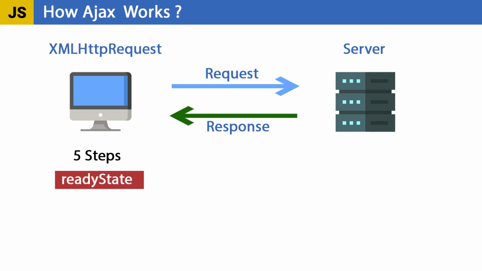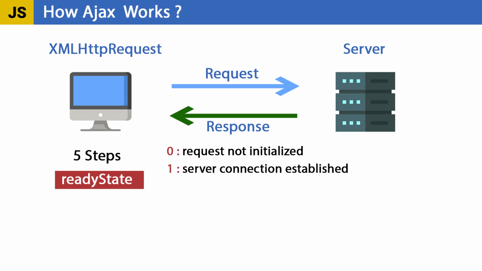Let's define the 5 steps. Our first step is 0. Here we do not initialize any request. It's totally neutral. And then comes our step 1. Here we connect our server with the local system. Only then can we send a request.